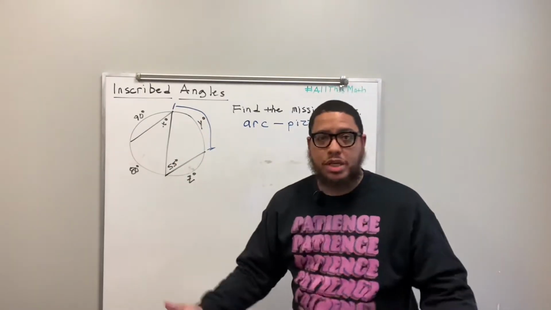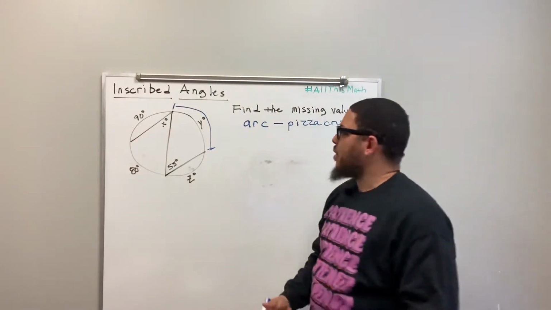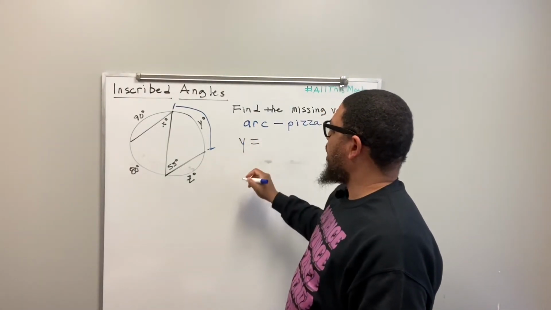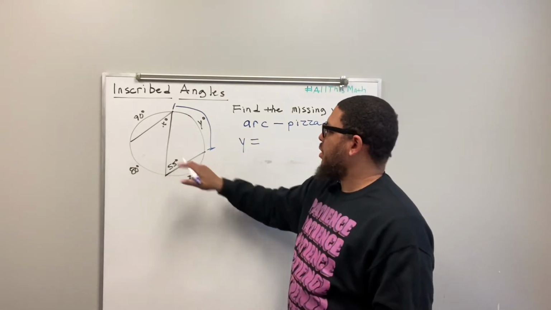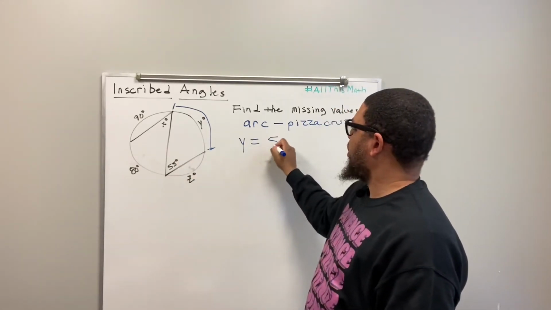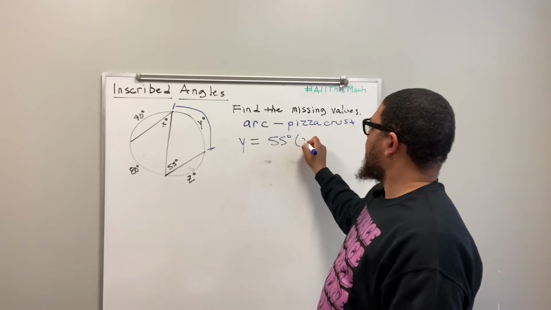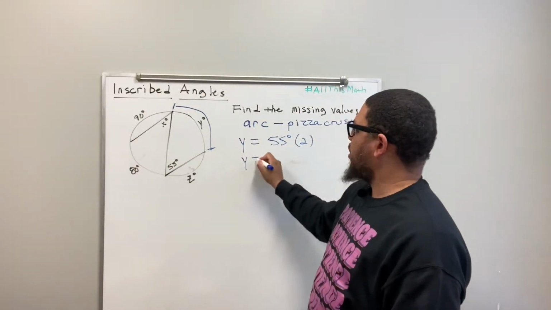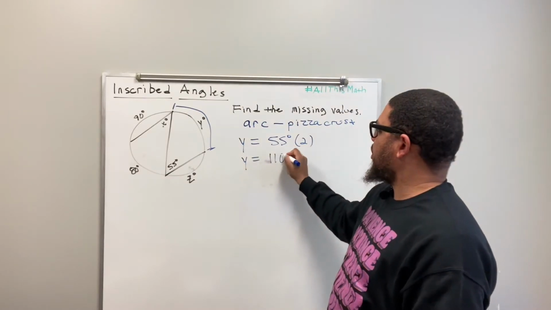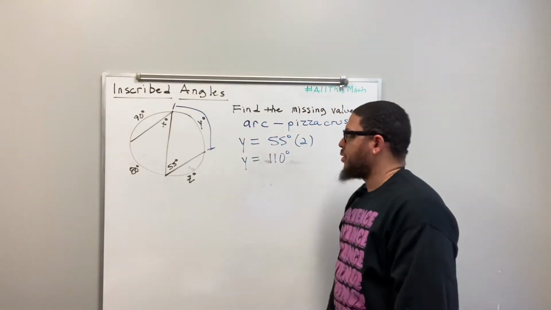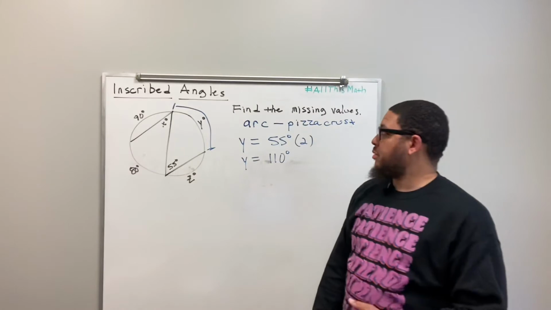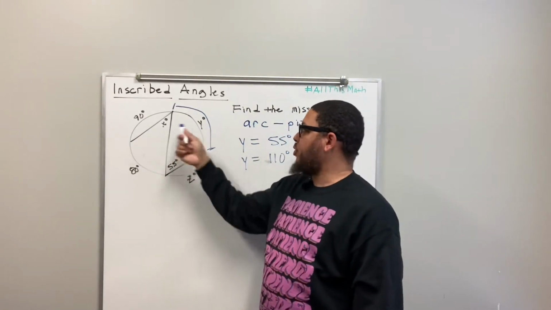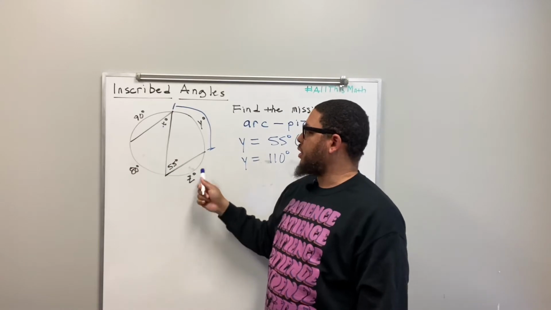This arc has a measure of 55 times 2 because the arc is always double the angle. So I can set up an equation. I could say y equals 55 degrees times 2. So then I would say y equals 110 degrees. So that's one of my answers. I'm trying to find the missing values. I didn't know what y was. Now I do. I don't know what x is, and I don't know what z is.